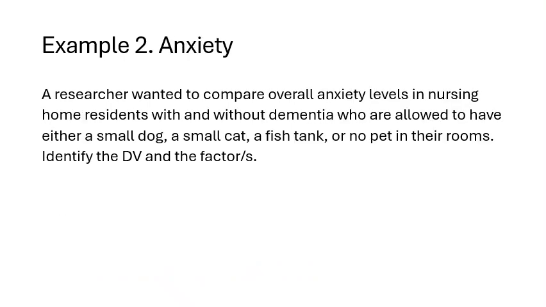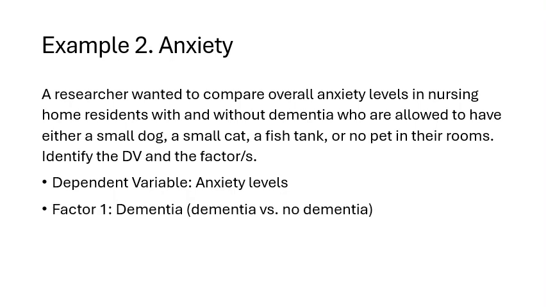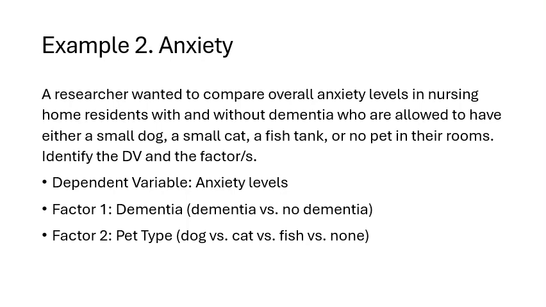Another example: a researcher wanted to compare overall anxiety levels in nursing home residents with and without dementia who are allowed to have either a small dog, a small cat, a fish tank, or no pet in their rooms. What are the DV and the factors? The dependent variable is anxiety levels, and factor 1 is dementia. It mentions with and without dementia, so we have a pair there, dementia versus no dementia. And factor 2 is pet type. Over here, I'm just listing the levels, the pet types that are options. So again, this is a two-way ANOVA, with two factors.